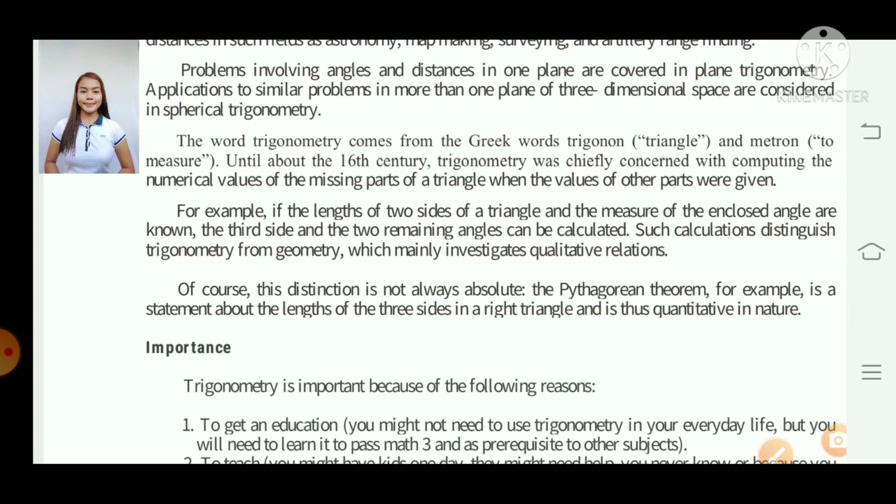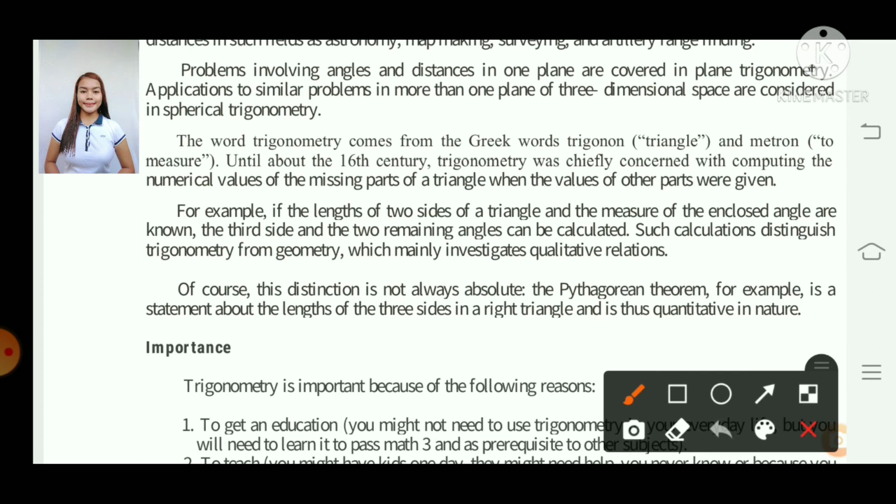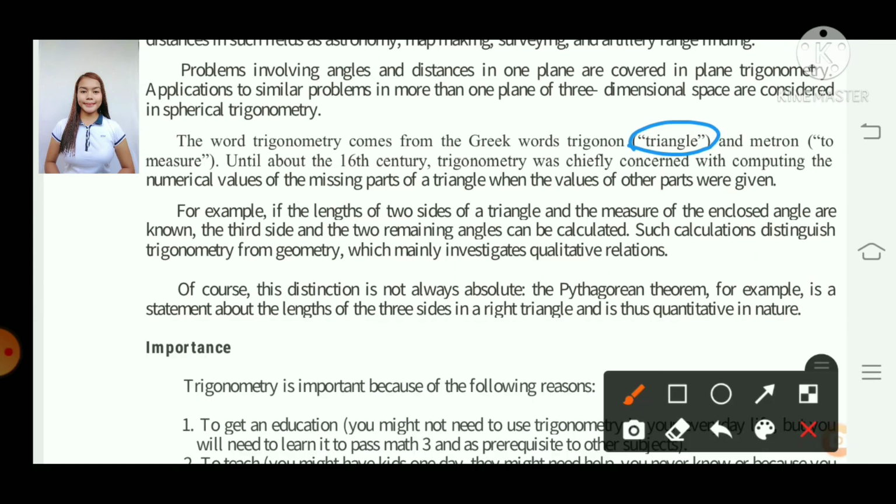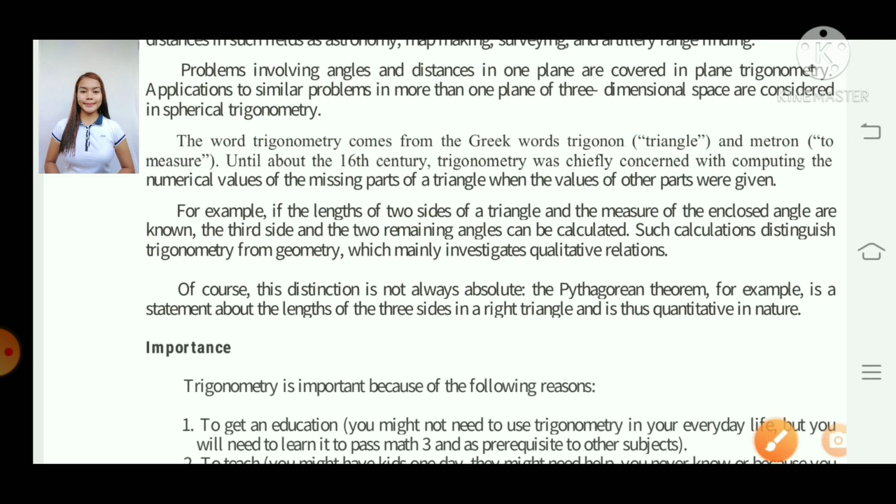The word trigonometry comes from the Greek word trigonon, or triangle, and metron, or to measure. Until about the 16th century, trigonometry was chiefly concerned with computing the numerical values of the missing parts of a triangle when the values of other parts were given.